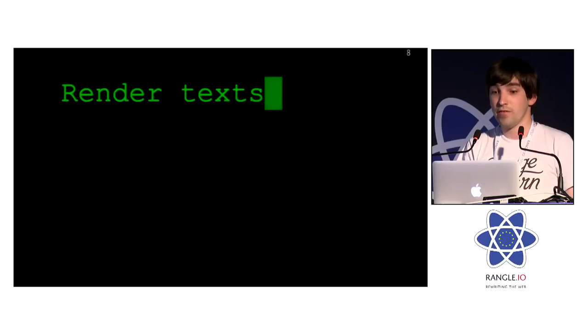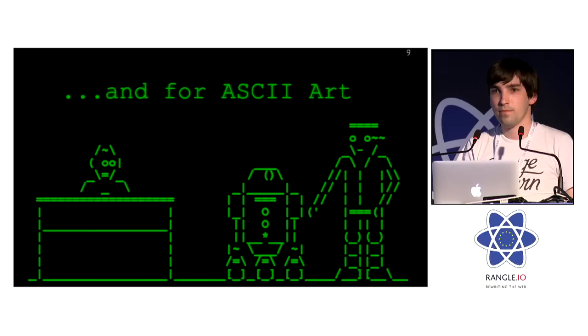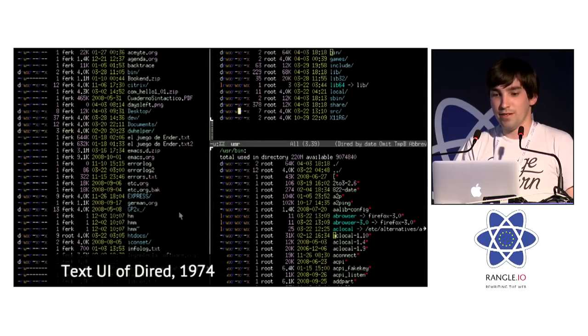So it gave us the ability not only to render text, but also to create primitive text user interfaces using symbols. But not only that, it was also used for ASCII art. And at some point, all these primitive text user interfaces evolved into really great stuff, like this example of a DIET file browser application.